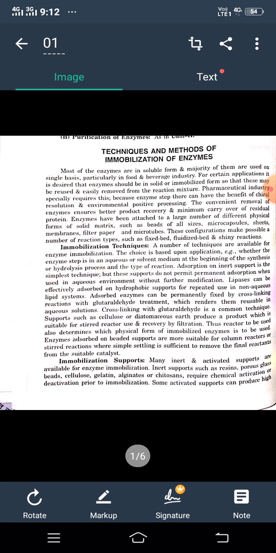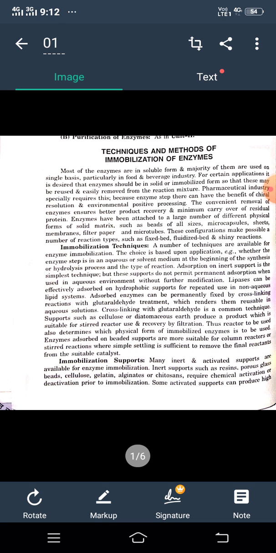Enzymes have been attached to a large number of different physical forms of solid matrix such as beads of all sizes, microspheres, sheets, membranes and filter paper, and microtubes. These configurations make possible a number of reaction types such as fixed bed, fluidized bed, and slurry reactions.